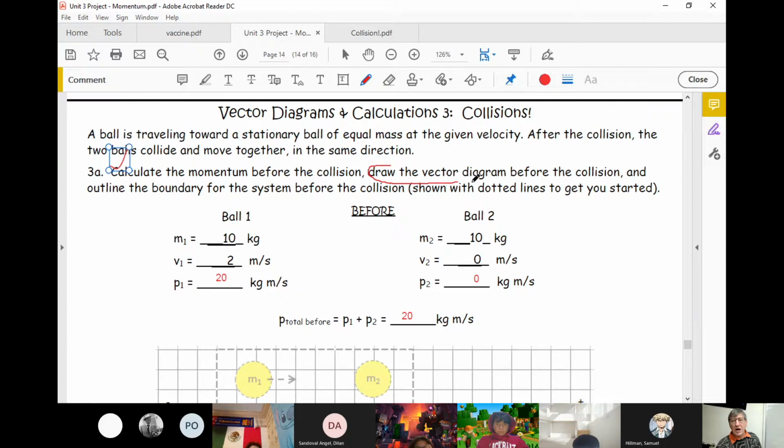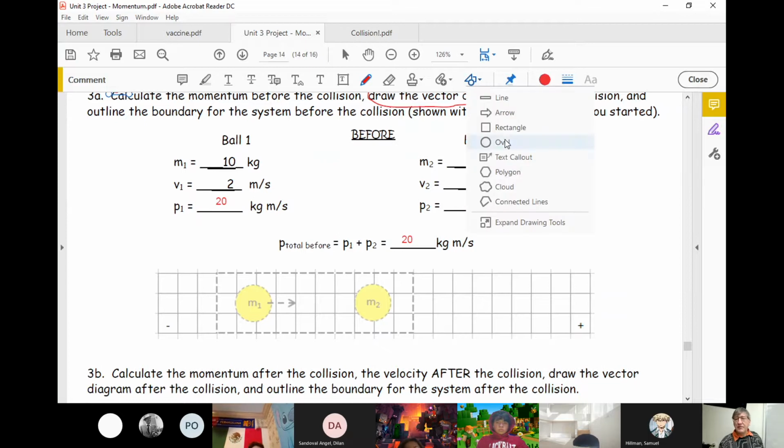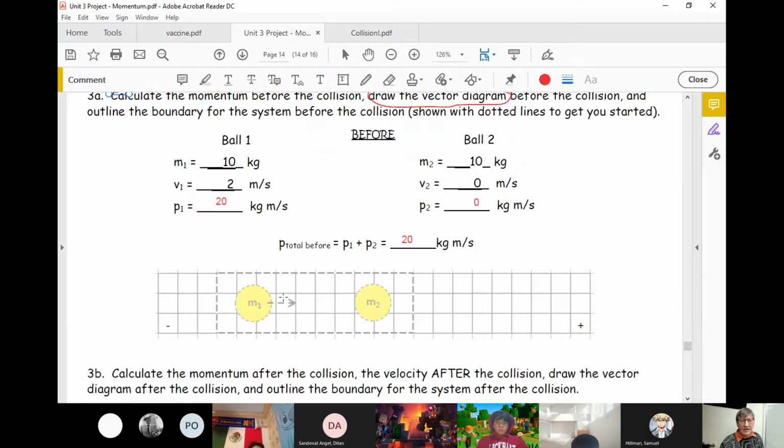Now we need to draw the vector diagram, right? And actually they've done it for you, faintly. They would like you to fill it in for yourself, but this is just to give you practice on how to do it. So we're going to start off with a circle to represent ball 1. And I need to draw a circle on top of that. You should too, for it to count as having been done. Just make a circle on top of it.